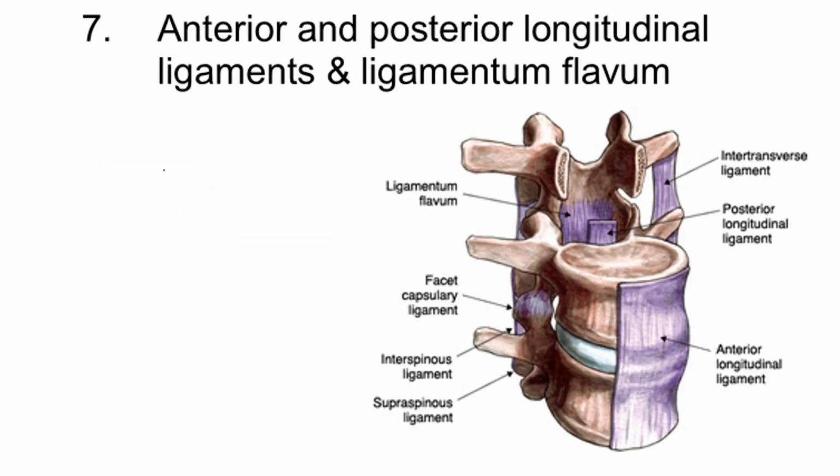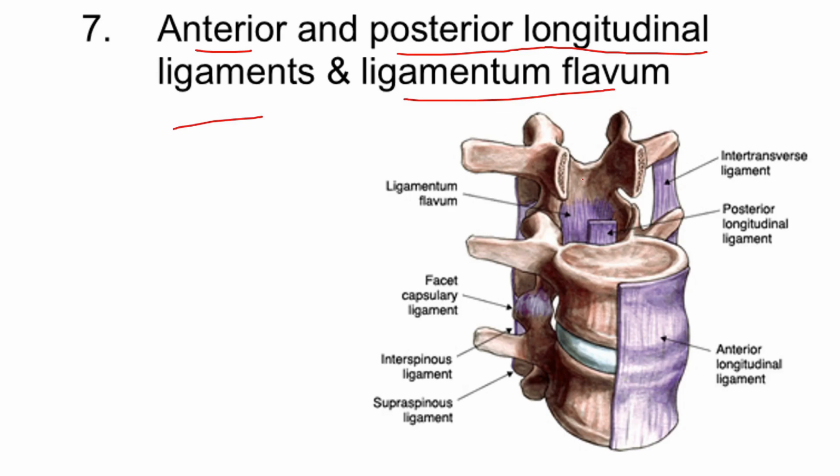So now we're going to switch gears a little bit and talk about three major ligaments of the spine. There are more. For the sake of brevity and yield, we're just going to focus on these: the anterior and posterior longitudinal ligaments and the ligamentum flavum.